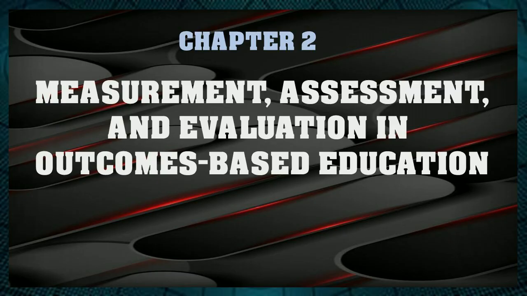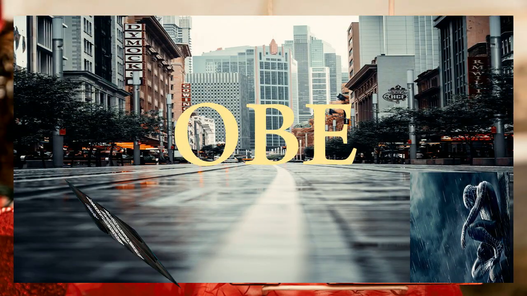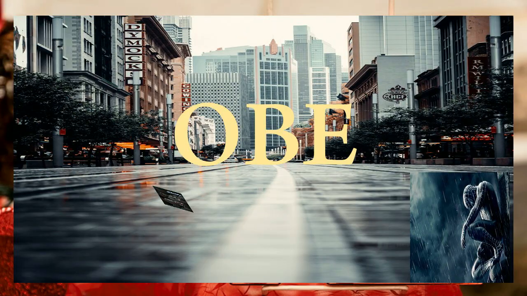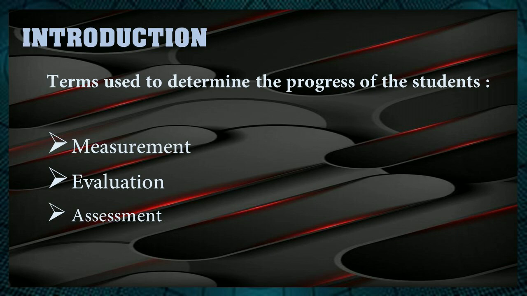Chapter 2 is all about measurement, assessment, and evaluation in outcomes-based education. The learning outcomes for this chapter are: first, distinguish among measurement, assessment, and evaluation. Second, explain the meaning of assessment for, assessment of, and assessment as learning. The terms used to determine the progress of the students are measurement, evaluation, and assessment.